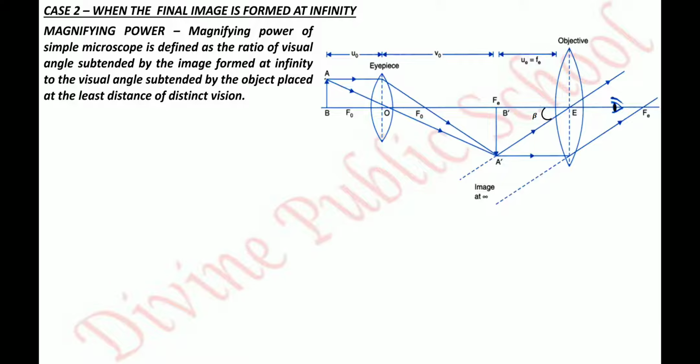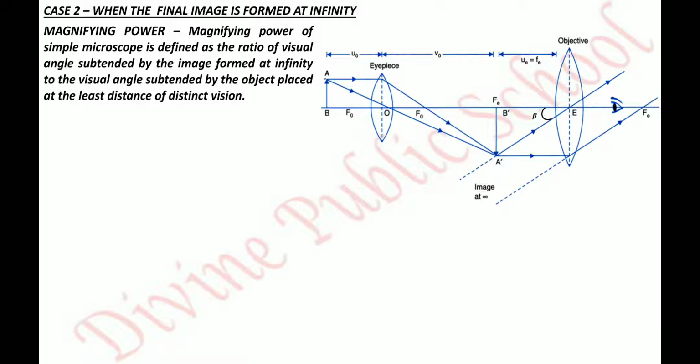So what we do, all the things are same, only the eyepiece is shifted towards the right side so that its focus coincides with the position or the bottom of the image, so that the image comes on the focus only and the final image is formed at infinity. This condition is also called relaxed condition or normal adjustment. It is not there in the written form. Please listen to it very carefully.